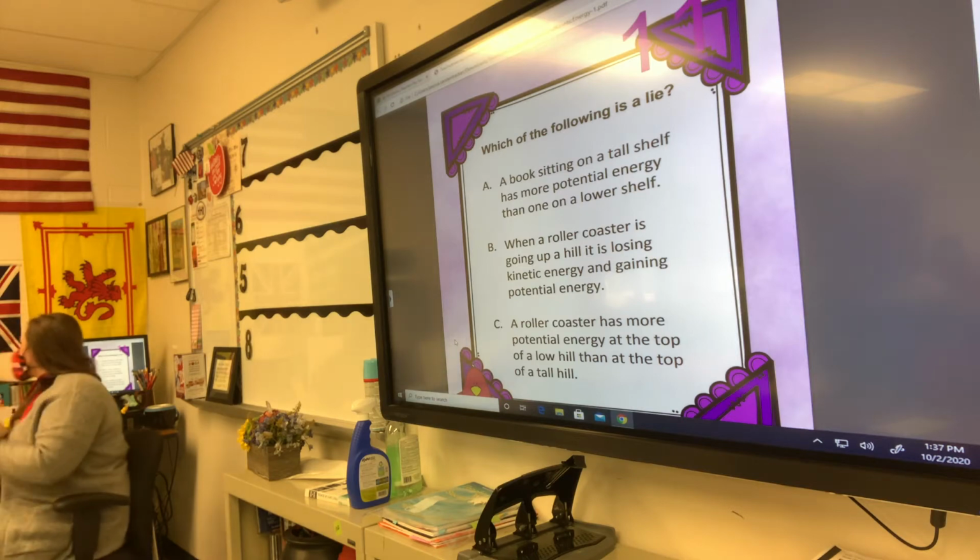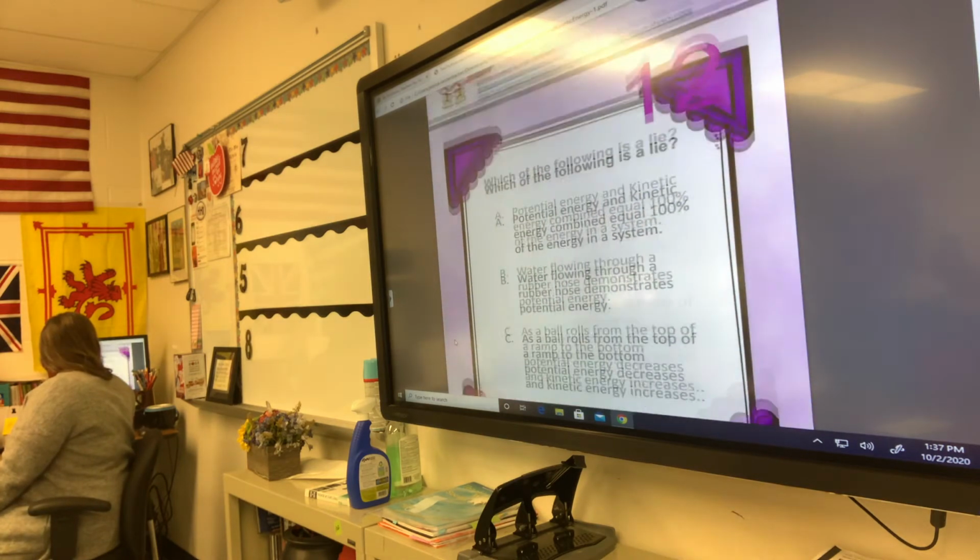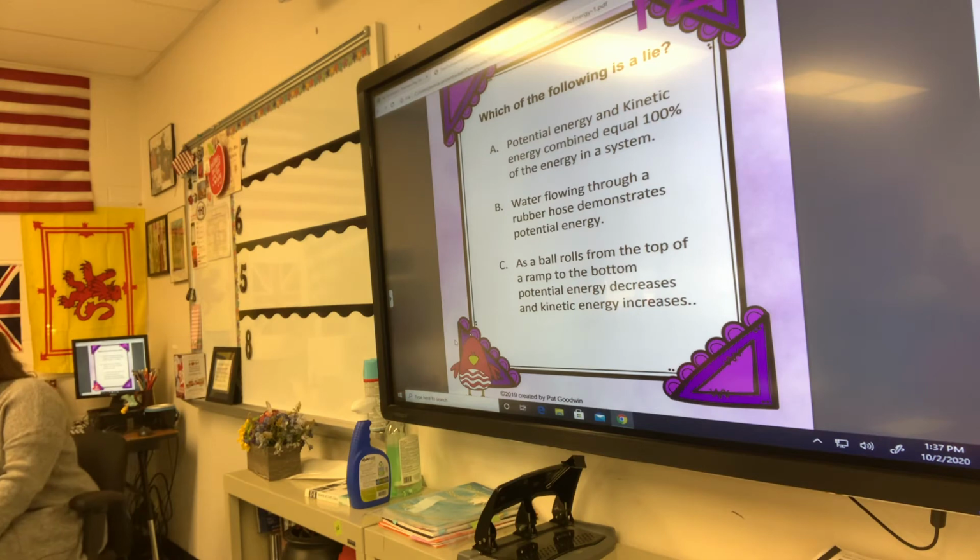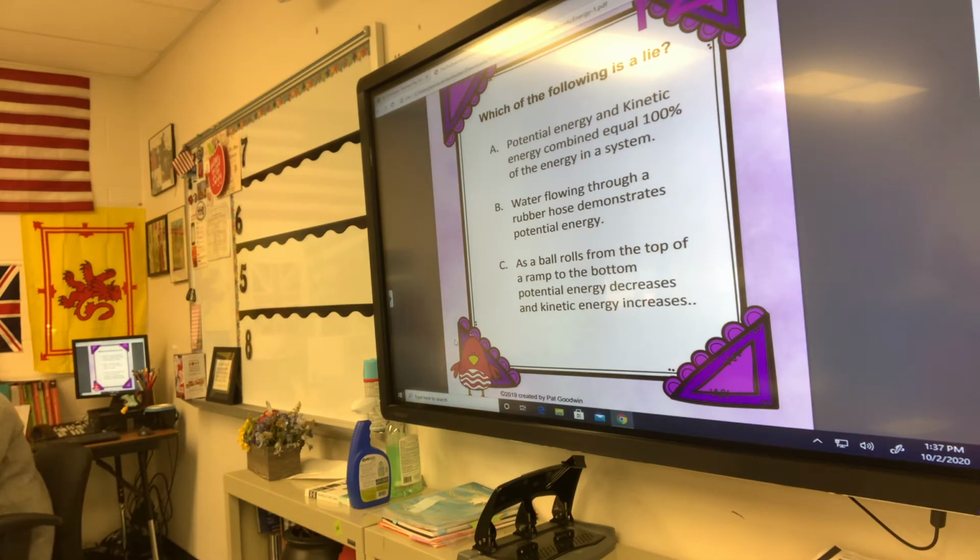Okay, number 12. Which of the following is a lie? A, potential energy and kinetic energy combined equal 100% of the energy in a system. B, water flowing through a rubber hose demonstrates potential energy. C, as a ball rolls off the top of a ramp to the bottom, potential energy decreases and kinetic energy increases.